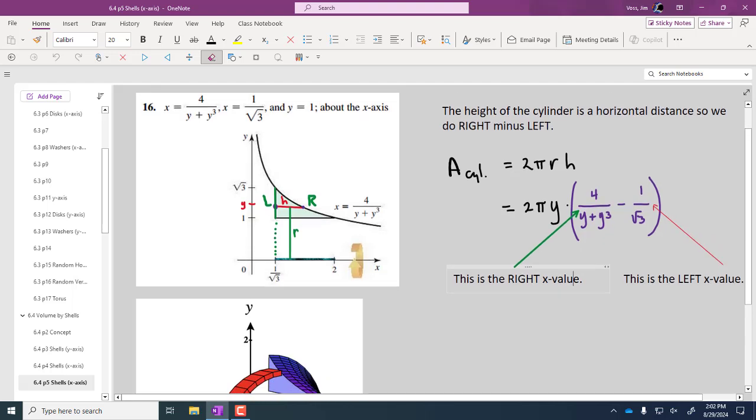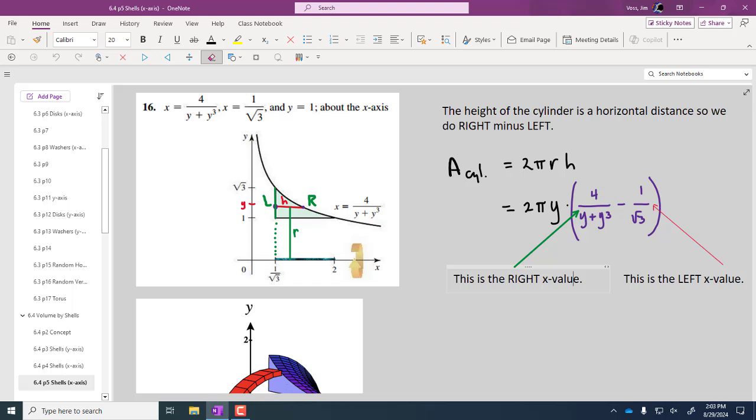Okay, so when we're doing shells, the element that we choose is parallel to the axis of rotation to create that cylinder. And remember that when we do disks and washers, that element is perpendicular to the axis of rotation to create a disk, or to create a washer if there's a gap between the element and the axis of rotation.